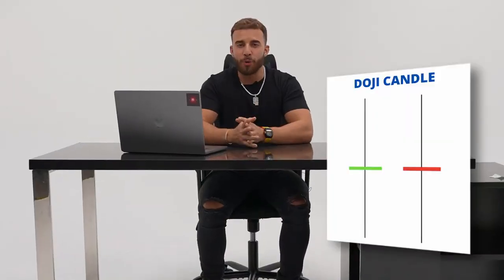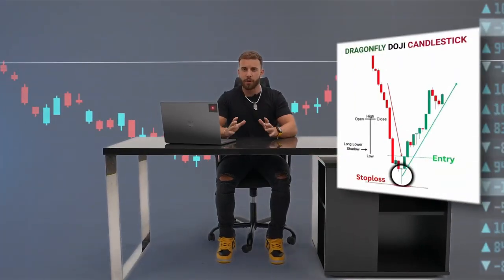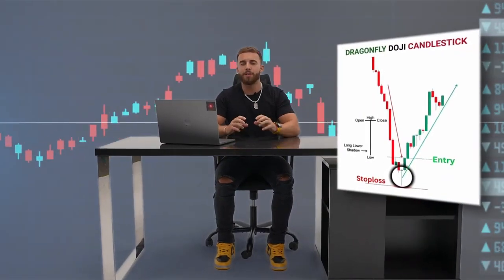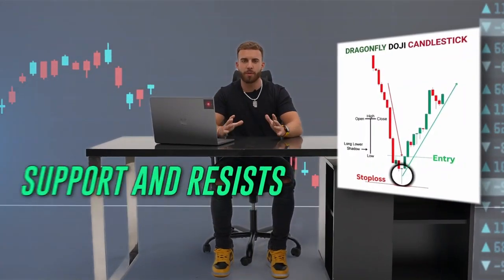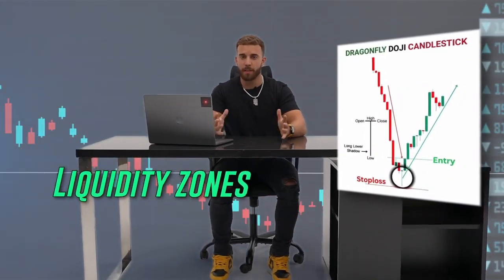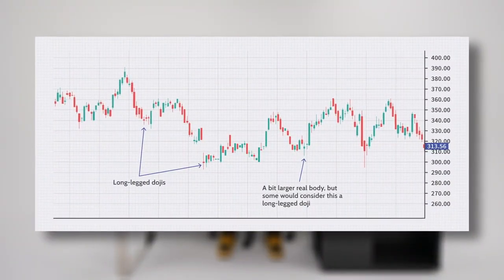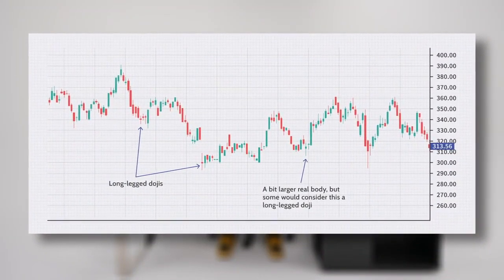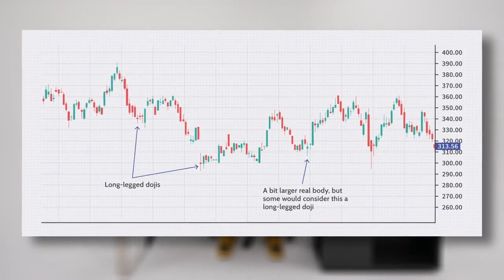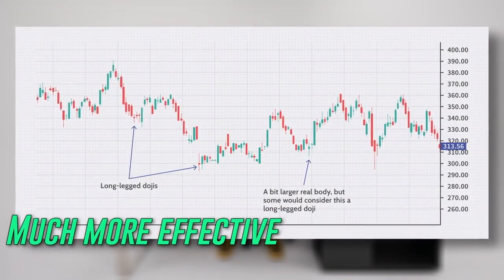Next, we have a doji candlestick. These tend to occur in very specific zones in the market. Let me explain. This is very similar to the other ones, but this one will form at very strong areas of interest or support and resistance, liquidity zones. They're all the same thing. The formation of a doji at a strong area of interest or support or resistance is much more effective, and it is very, very powerful.